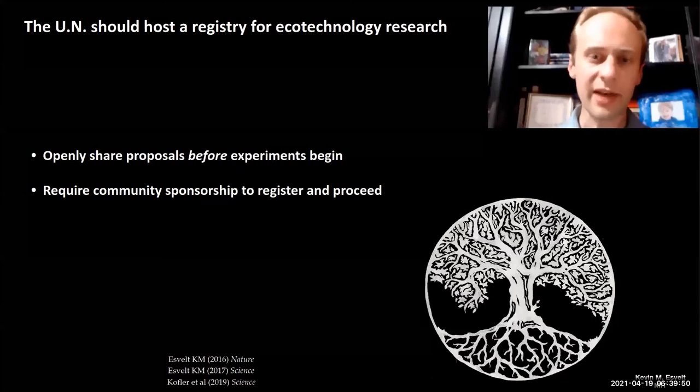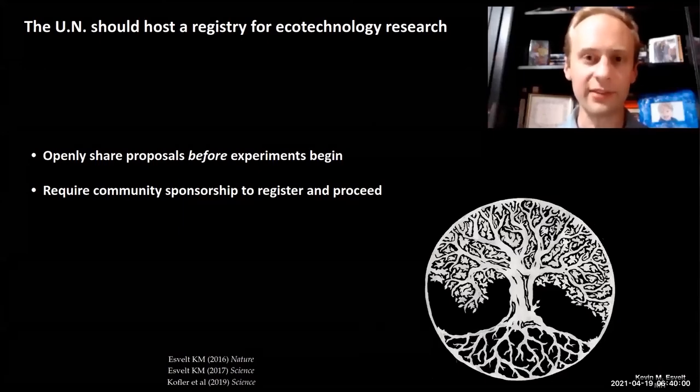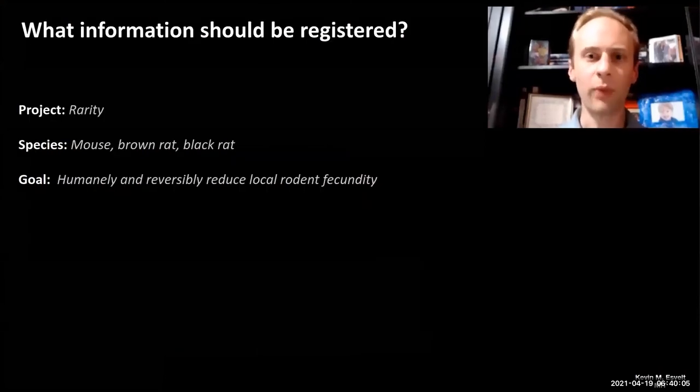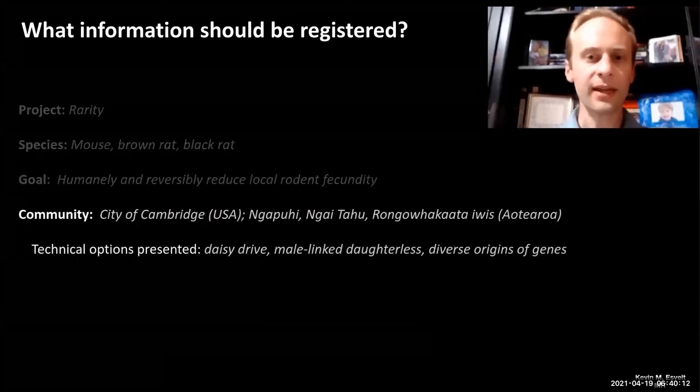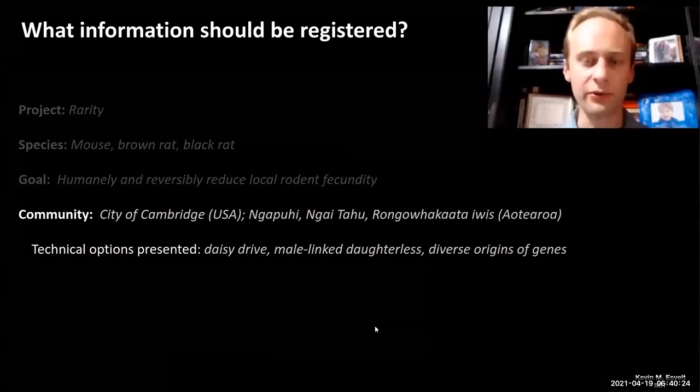To change that, we need to change scientific incentives. And the registry could do that by creating a focal point that could be endorsed by scientific journals and funders of research and development for these kinds of projects, for eco-technologies. What should the registry say? Well, at a minimum, it should include the basic information on what the project seeks to accomplish. It needs to specify which communities have been approached and invited to guide the research, and which ones have accepted, agreeing to sponsor the project through continued conversations.